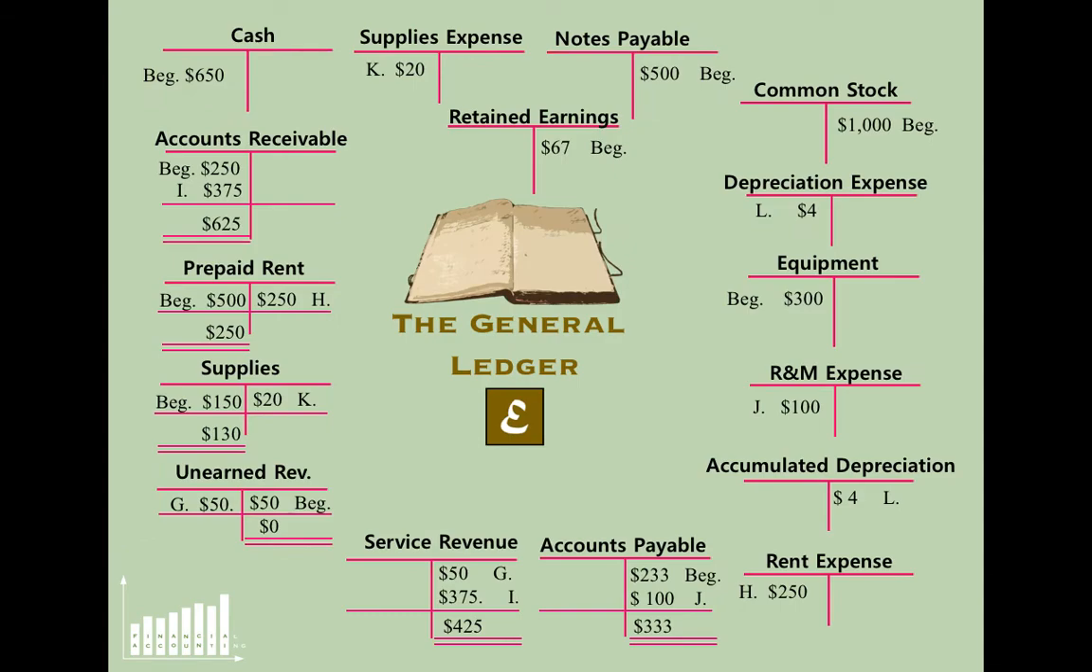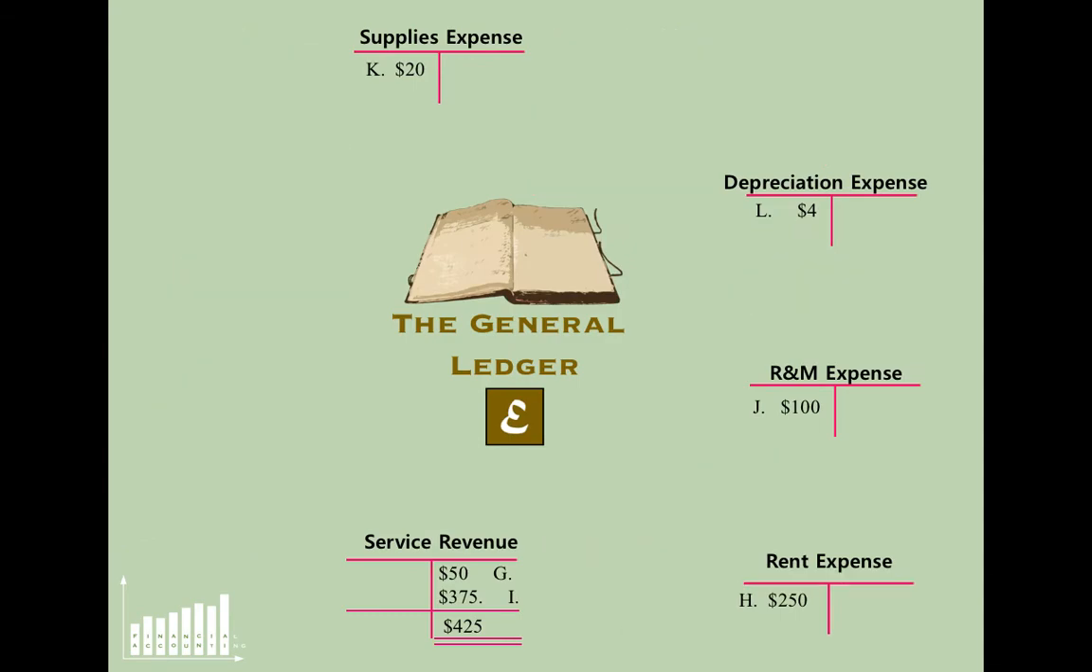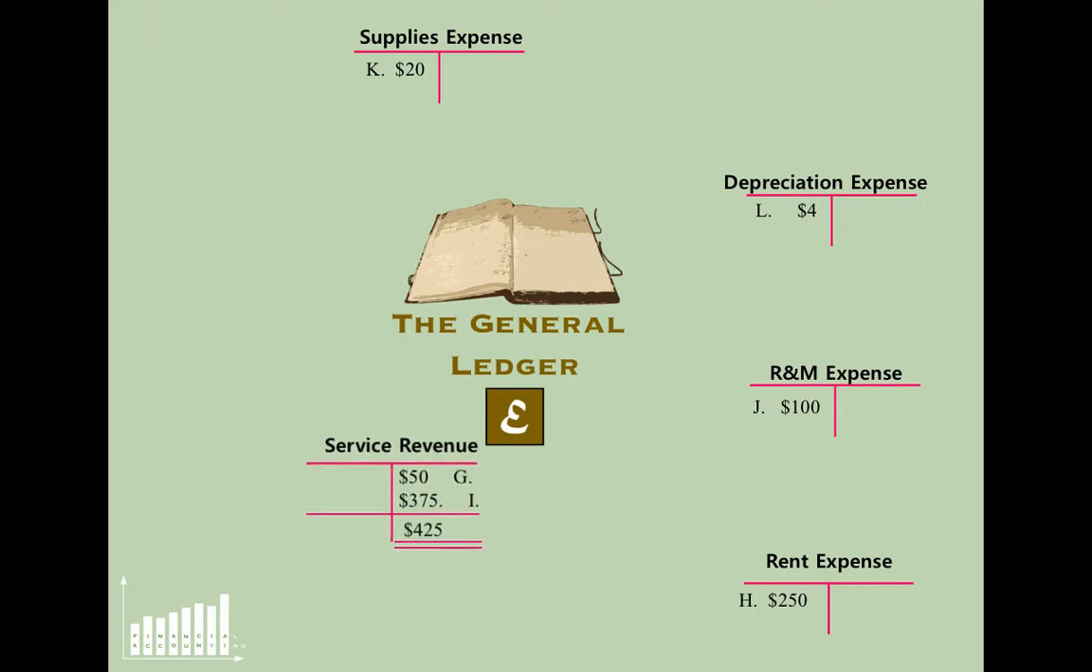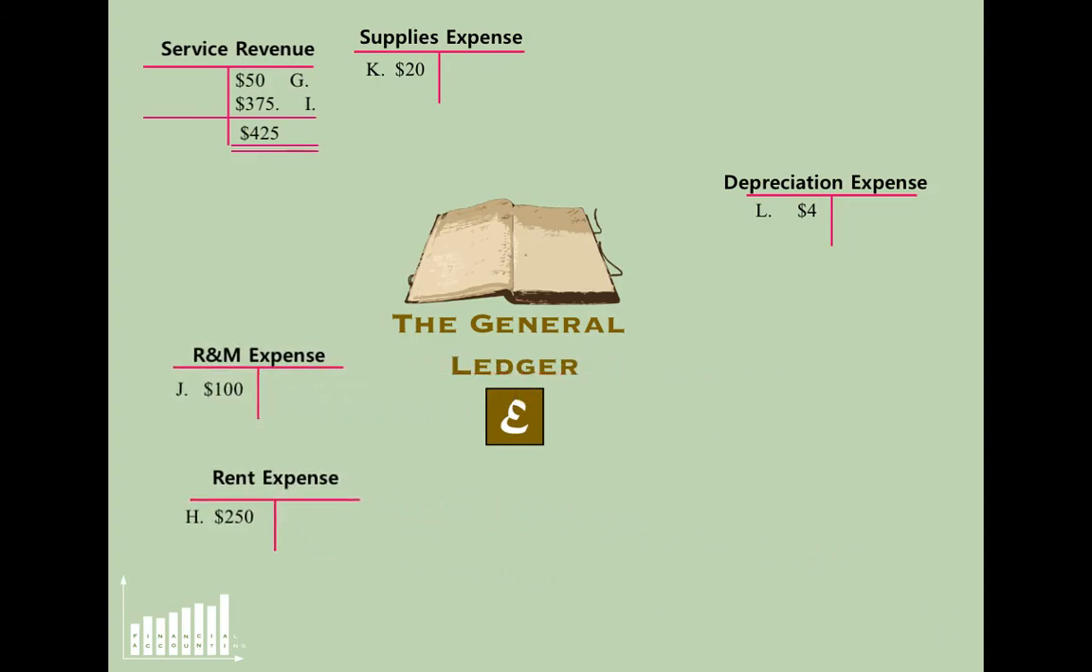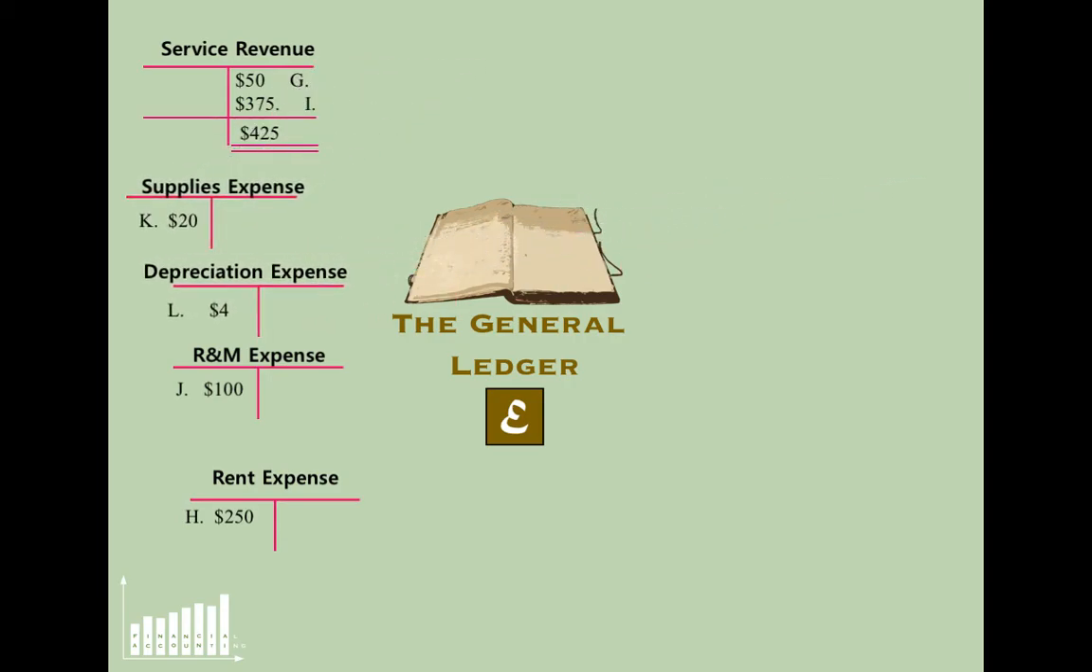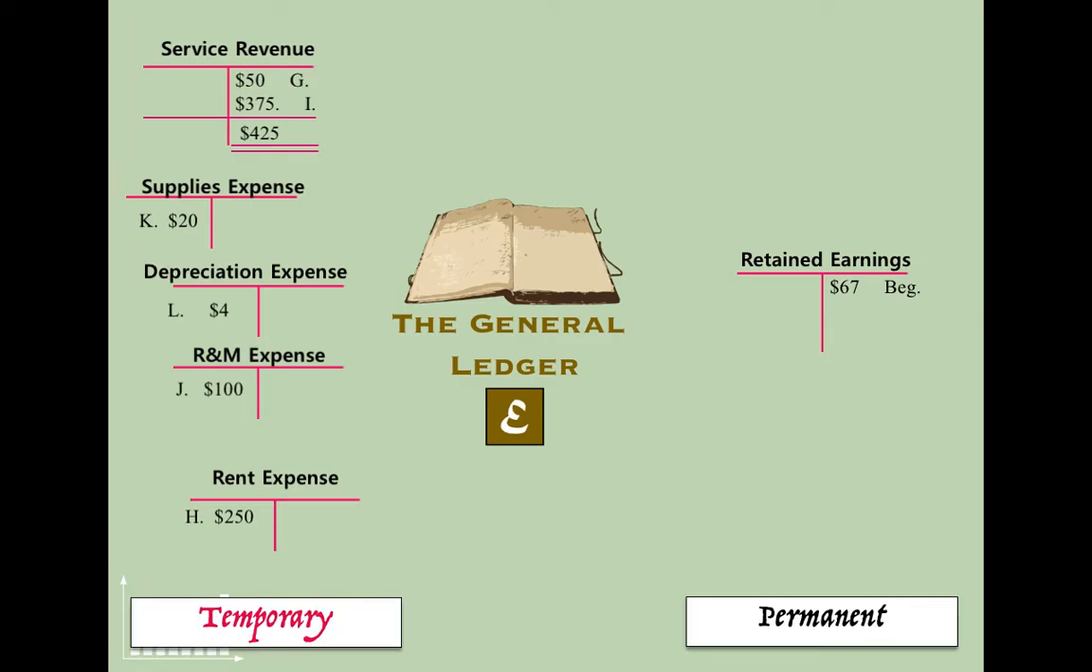So here's all of our ledger accounts. Not all of them matter, because the ones we're going to close are only the temporary ones. So we have service revenue, repairs and maintenance expense, rent expense, supplies expense, and depreciation expense we talked about in the last video that we need to close. These are our revenues and expenses, the temporary accounts. What are we going to close them to? We're going to close them to retained earnings, which has a beginning balance of $67 from prior periods. Okay? So our temporary accounts, revenues and expenses, permanent account, retained earnings.